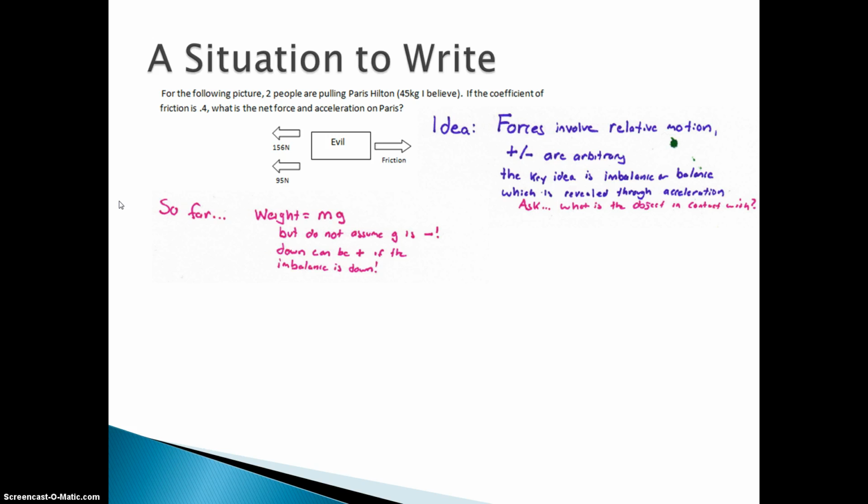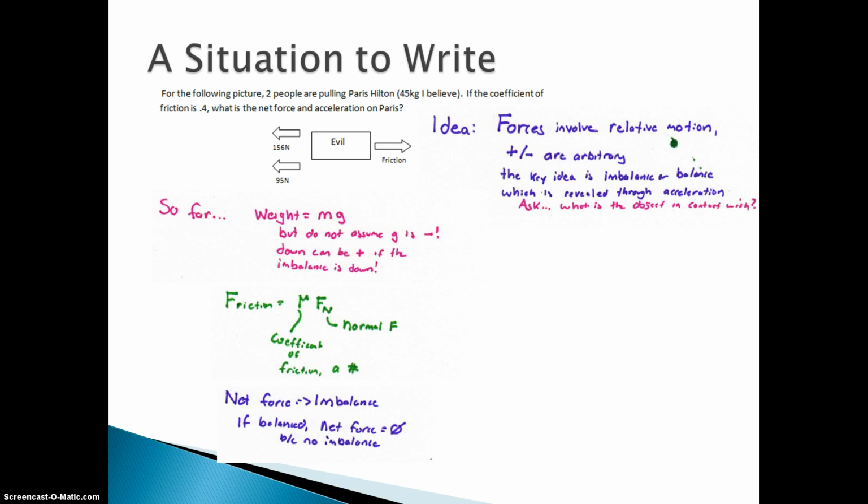So far, there's a couple things we need to know. We know that weight is mass times gravity, but don't assume gravity is negative. If we define downward as positive, if the imbalance is down, then weight is positive too. We've also said that friction is mu times the normal force, where mu is the coefficient of friction, a number with no units, and normal force is just the force of the surface pushing perpendicular.